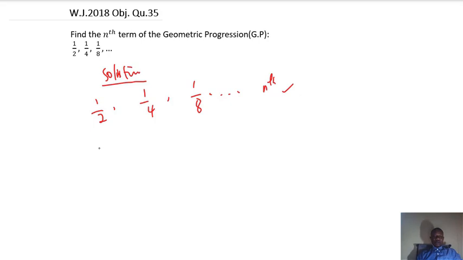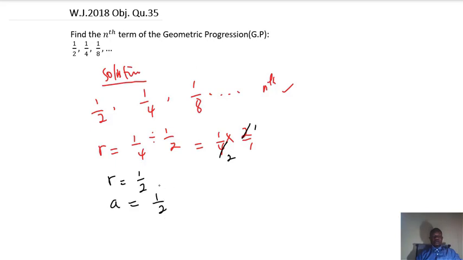So here, let's find the common ratio. The common ratio is going to be 1 over 4 divided by 1 over 2. So we have 1 over 4 times 2 over 1, whereby the 4 goes 1 and the 2 goes 1 the other way round, so the common ratio is 1 over 2. The first term is also going to be 1 over 2, because this is the first term.